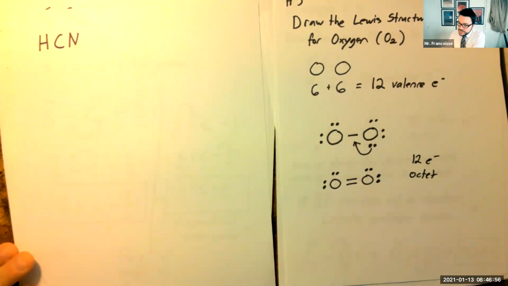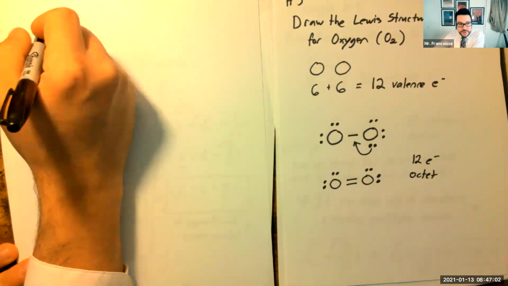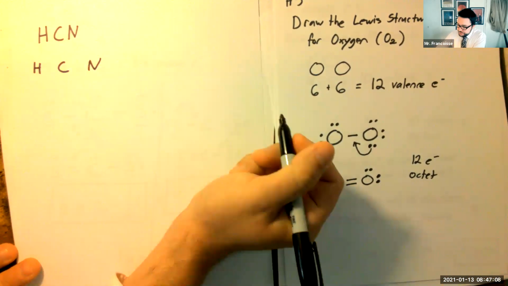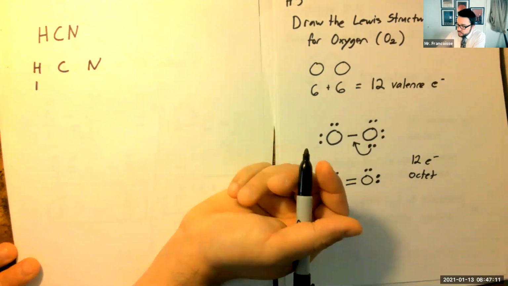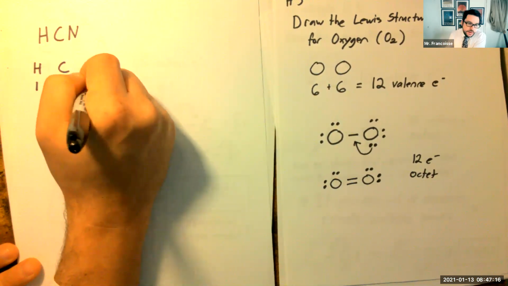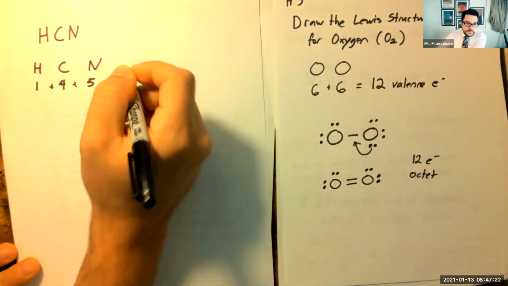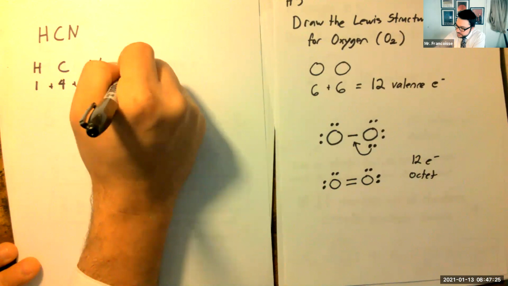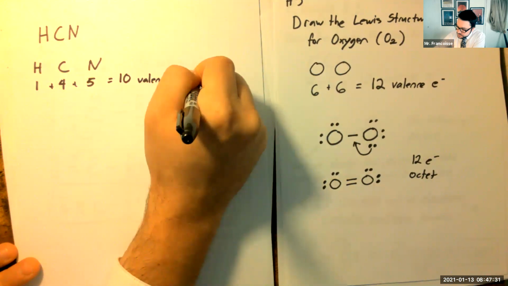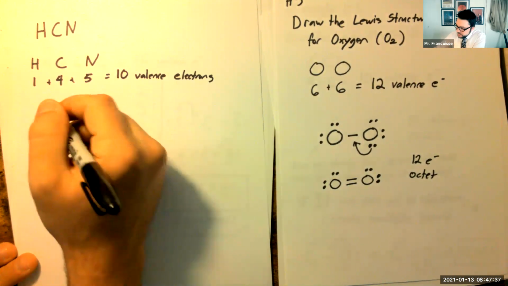So we're going to look at hydrogen cyanide, HCN. So if we break HCN down into its parts, we have hydrogen, we have carbon, and we have nitrogen. So we have one valence electron in hydrogen, 4 for carbon, and 5 for nitrogen. So when we add these up, we should get a total of 10 valence electrons. So let's go and draw this out.